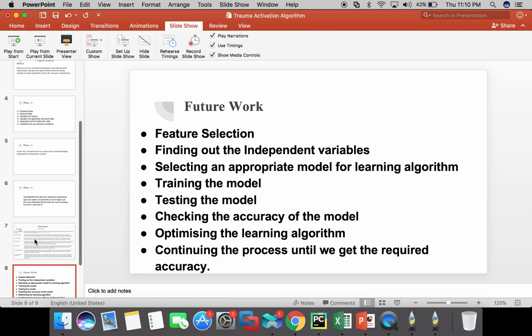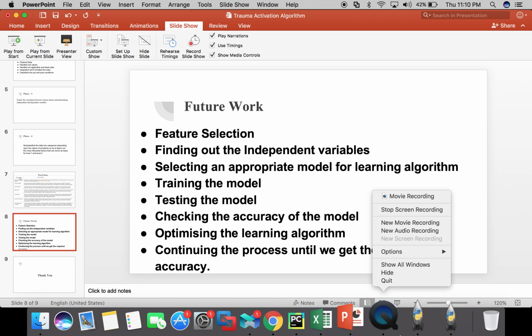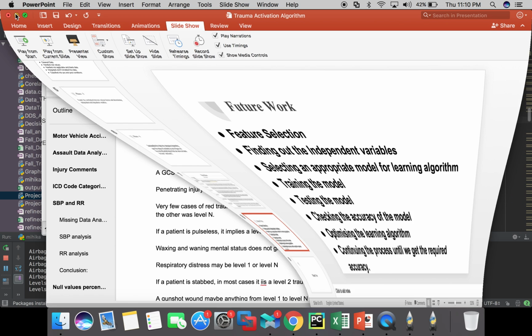Future work involves feature selection, finding out the independent variables, and trying to choose an appropriate model for the learning algorithm. Currently, we're thinking neural networks or decision trees. Then training and testing the model, checking and improving the accuracy, as well as specificity and other non-functional requirements, optimizing the learning algorithm, and continuing to optimize it until we meet the sponsor's needs.